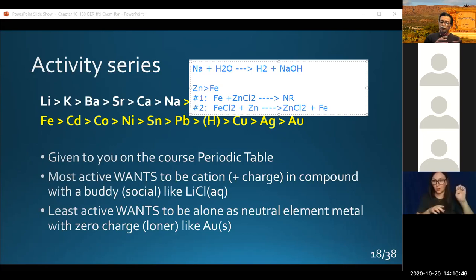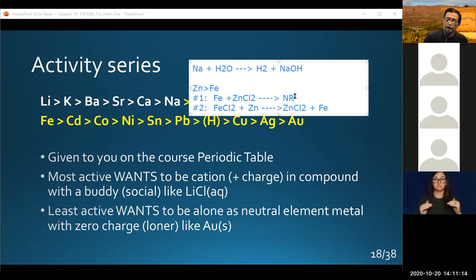Okay, and so we're given the first question, number one. Well, that being the case, is the most reactive metal in ionic form? So is zinc in ionic form in number one? The answer is yes. It's already in stable form. They're not going to react because it's already in ionic form. So we get no reaction for example number one.